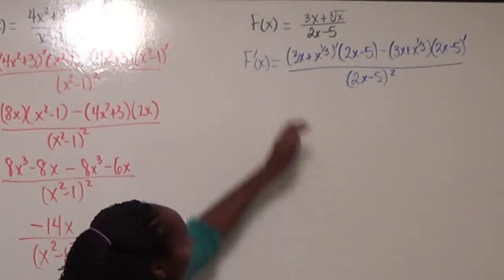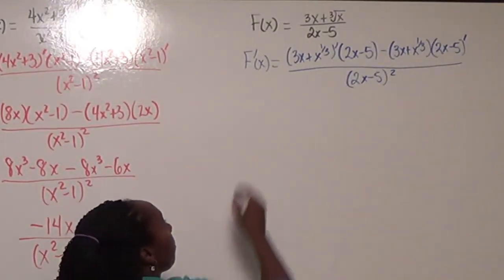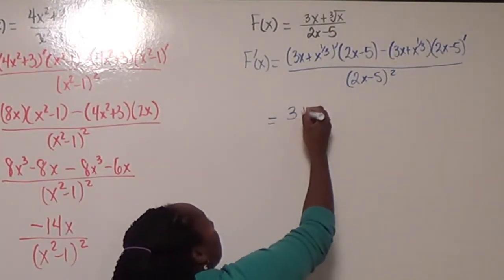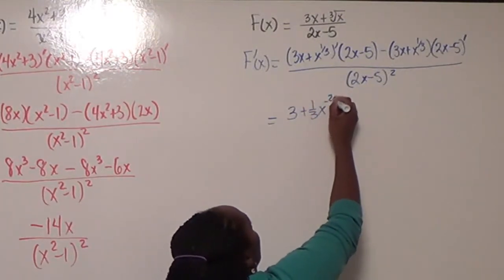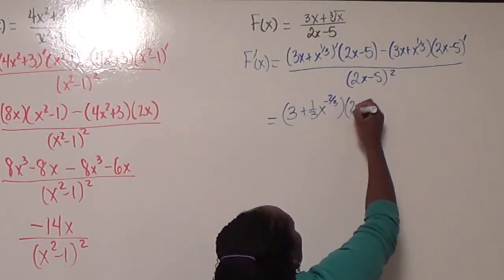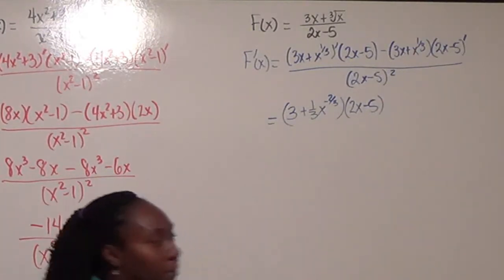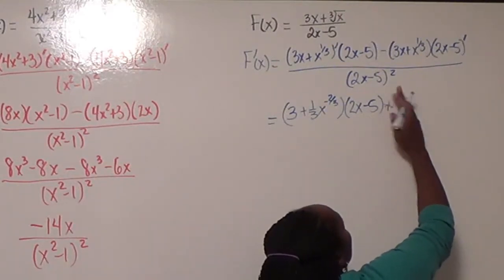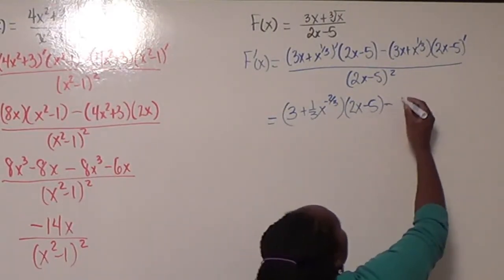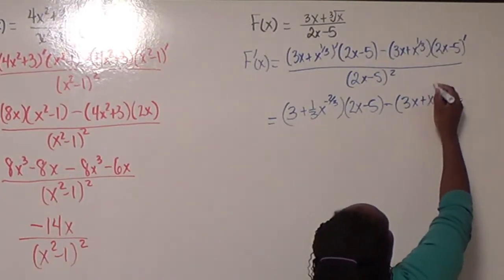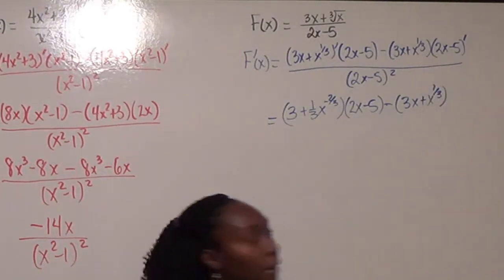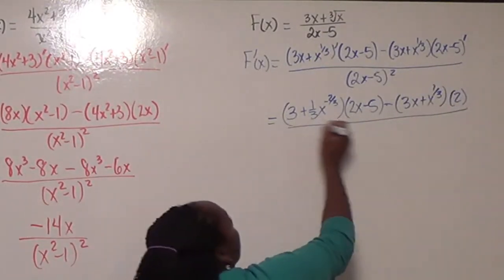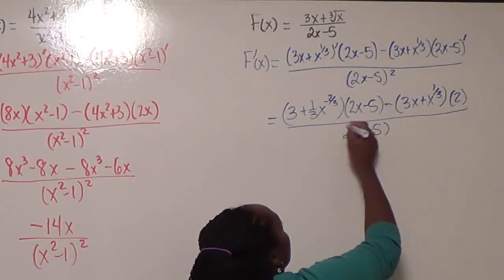Just like before, we'll take the derivatives. For the derivative of the top piece, we're going to get a 3 plus a 1/3 x to the negative 2/3. That's going to be multiplied by the 2x minus 5. And then for the second piece, we're subtracting 3x plus the x to the 1/3, which is not going to change, but then we multiply by the derivative of 2x minus 5. Again, all of this is over the denominator squared.